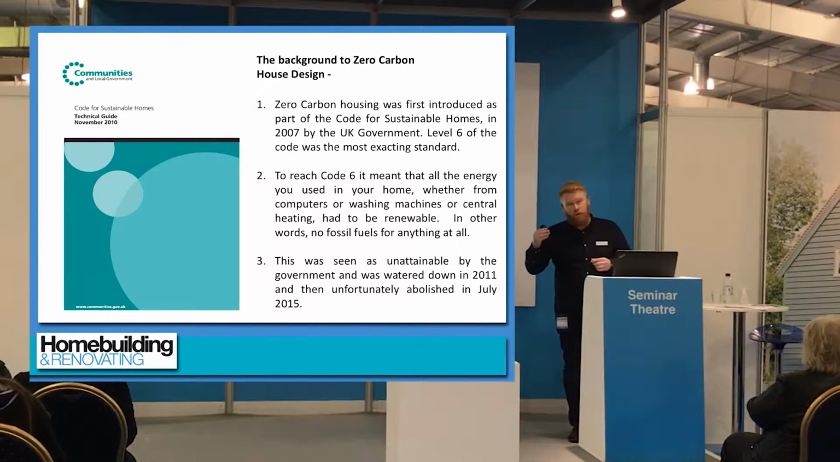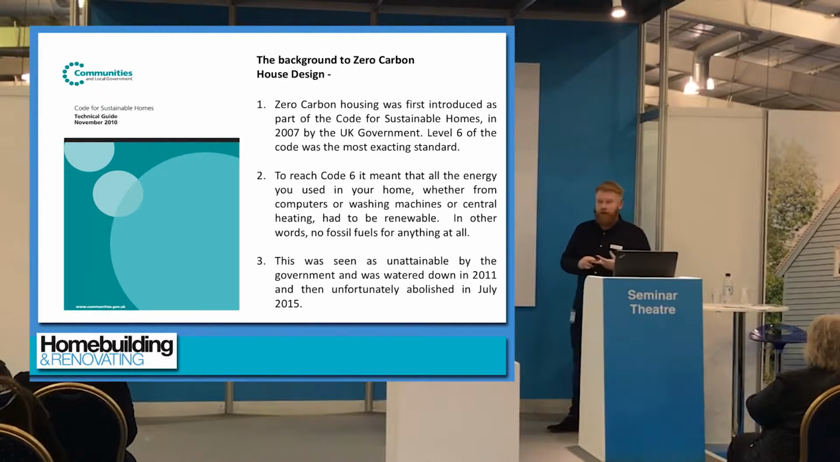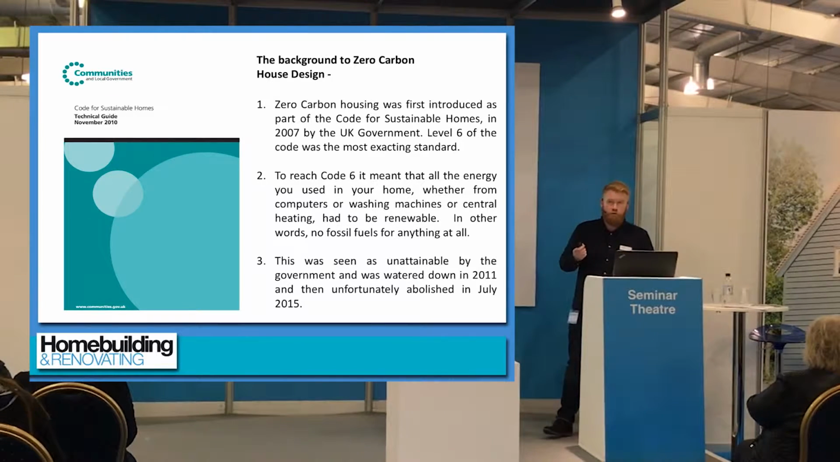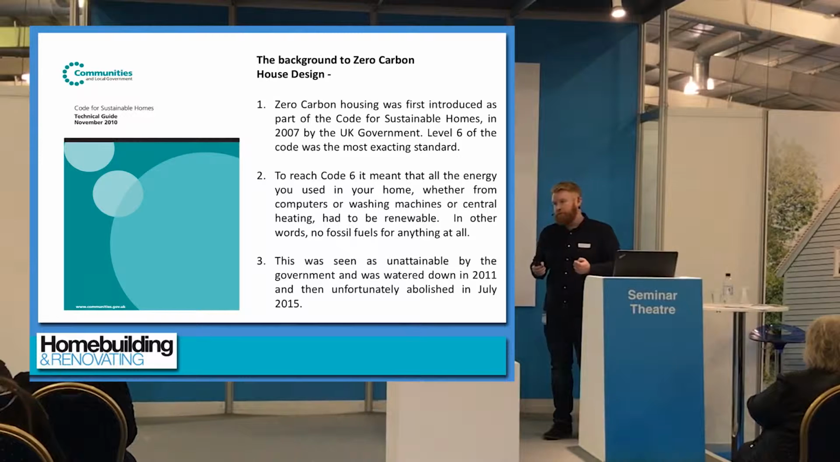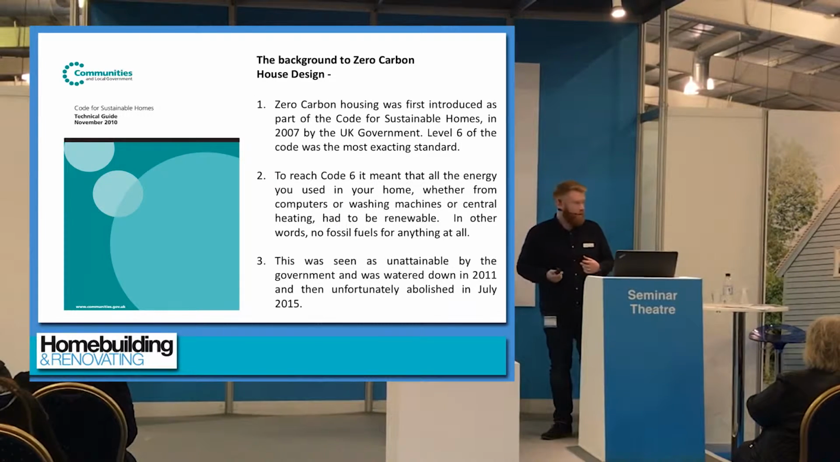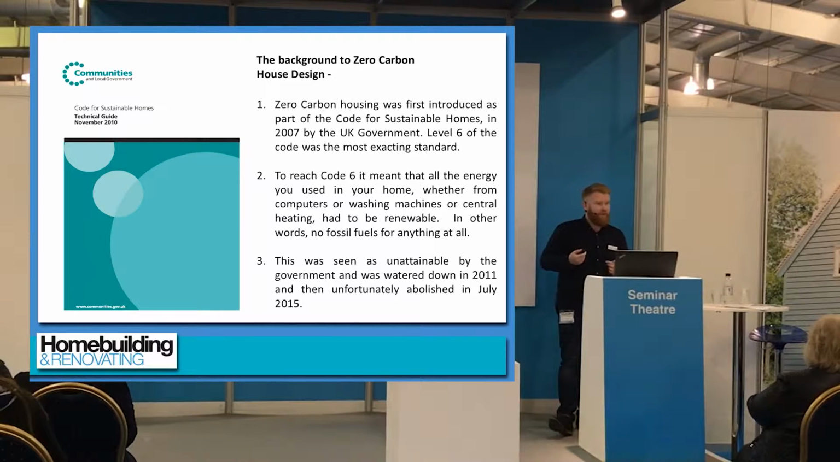The code, when you got to Code 6 level, you were looking at how you lived in the house. So all of your white goods and everything that you used had to be powered from renewable sources. So you couldn't have any fossil fuel providing electricity or heat for your house. So it was quite an unattainable standard to get to.